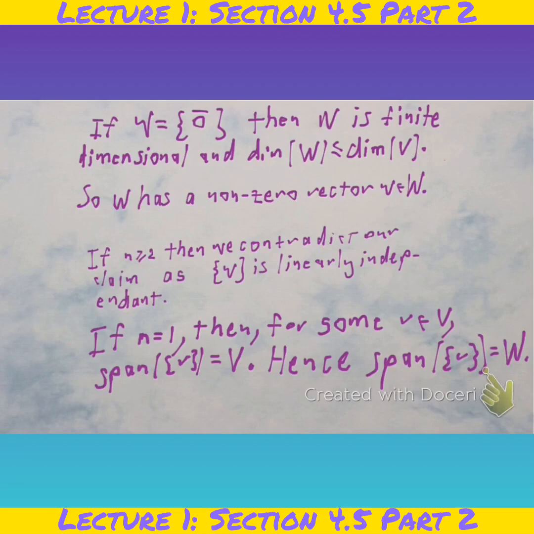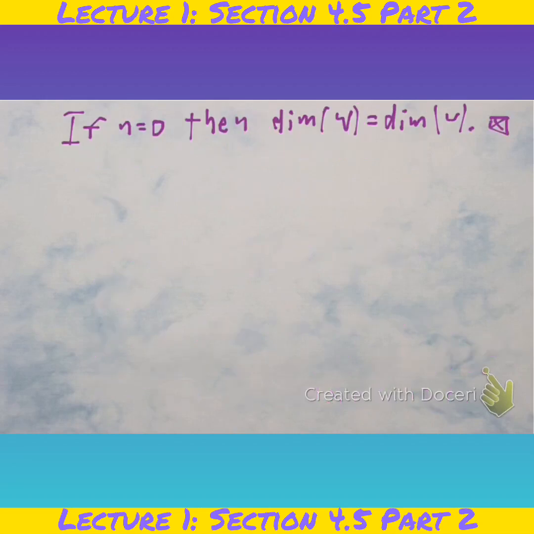Okay, so it's going to mean that W is finite dimensional, and the dimension of W is less than or equal to the dimension of V. So the dimension of W is going to be at most 1. And if n is 0, in other words the dimension of V is 0, then obviously the dimension of W will be the same as the dimension of V, because if V is the zero vector, then W will be the zero vector as well.